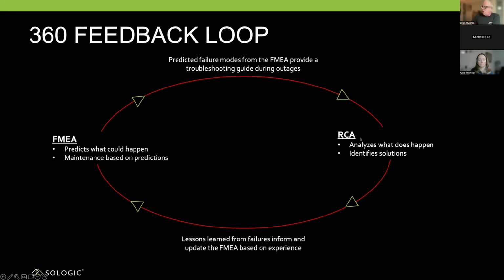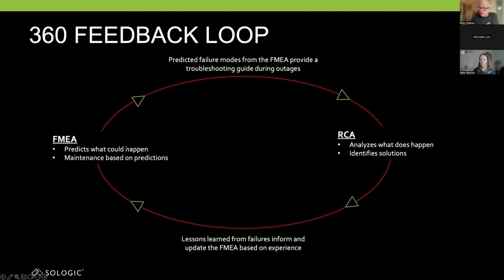That's going to dictate an RCA. We're going to look at what happened. We're going to use what we determined over here in FMEA as a starting point, because if we predicted ways in which it might fail, then when we're in an actual failure, we can ask, well, geez, did it fail in the way that we predicted? It can give us a head start. It can be a troubleshooting guide for helping us diagnose and then know what to do in order to fix it.